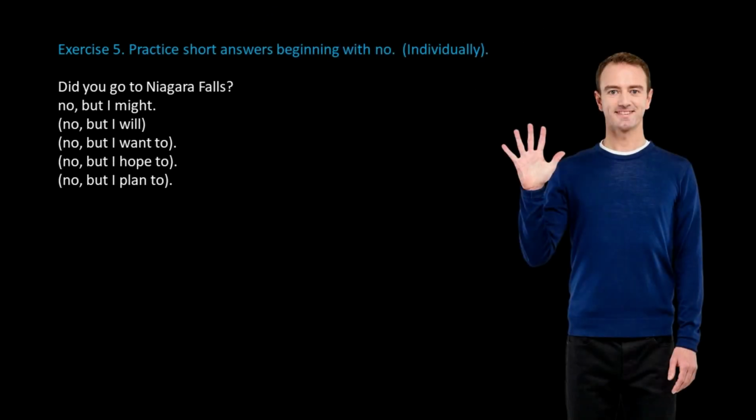Exercise 5. Practice short answers, beginning with no. For example, did you go to Niagara Falls? No, but I might. No, but I will. No, but I want to. No, but I hope to. No, but I plan to. Now, please do the following exercise. You can pause your video until you finish the exercise.